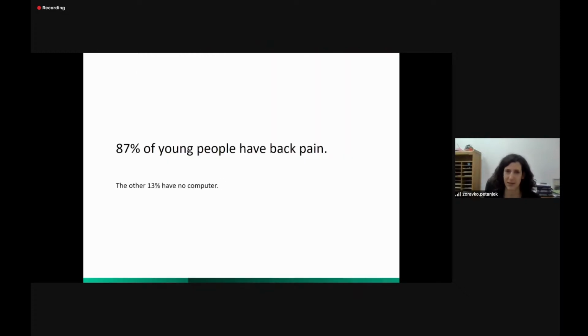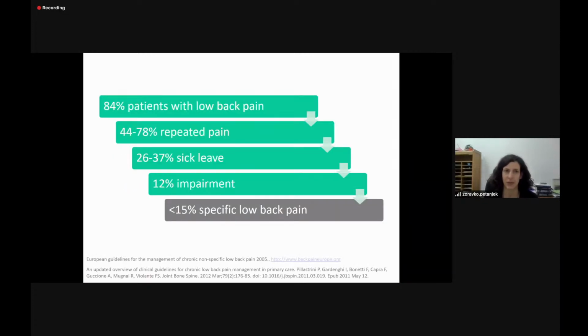What I would like to tell you is that a lot of people have low back pain. And when I'm saying a lot of people, it says in the literature around 84% of the population will have low back pain at least once in a lifetime. But many of those will have repeated pain, and many of those will be on sick leave and even be left with a chronic impairment.